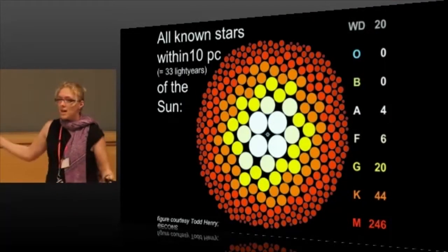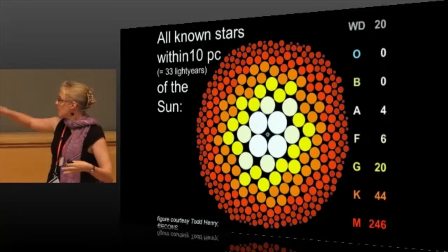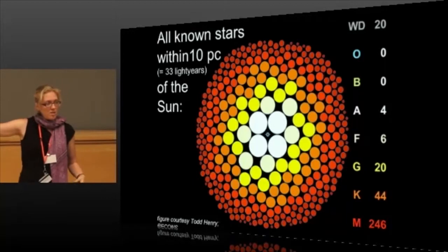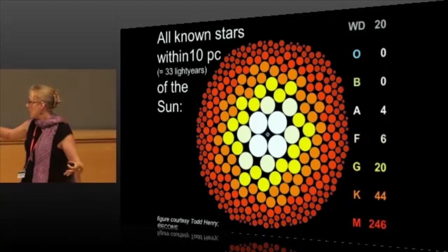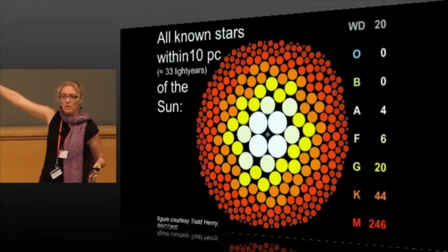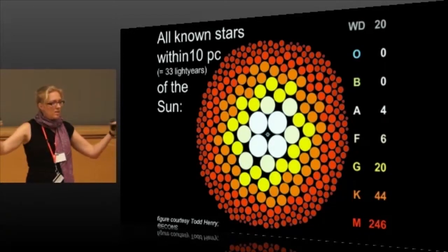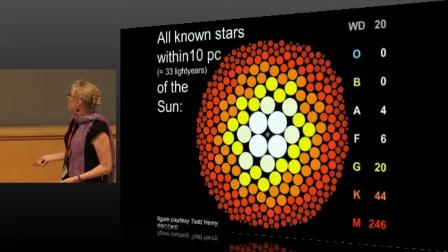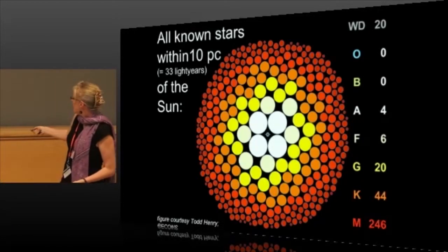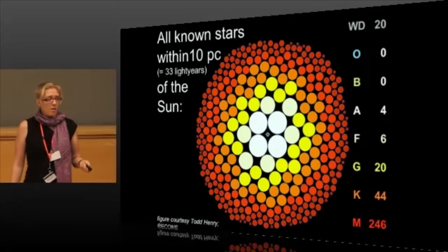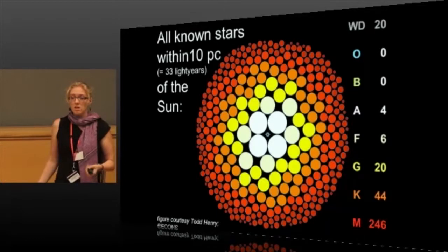And for the non-astronomers in the room, this is a pictorial representation of all the stars within 10 parsecs. A parsec is roughly 3.3 light years, so it's 33 light years. So this is our solar neighborhood. These are the closest stars. And you can see that most of them are small red things, and that's this M star class here. These are the small stars. In fact, 75% of stars are these very small stars.